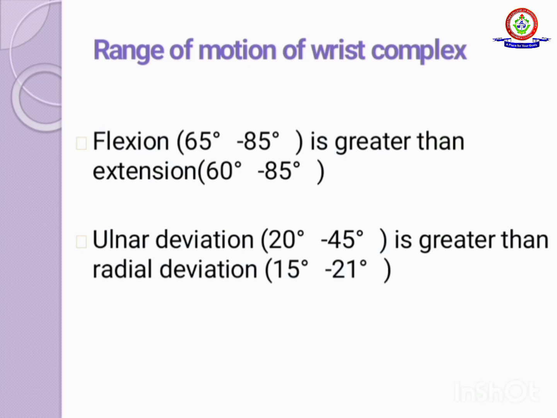Now let's see about the range of motion of the wrist complex. Flexion is greater than extension and ulnar deviation is greater than radial deviation. Flexion ranges between 65 degrees to 85 degrees and extension ranges between 60 degrees to 85 degrees. Ulnar deviation ranges between 20 degrees to 45 degrees. Radial deviation ranges between 15 degrees to 21 degrees.